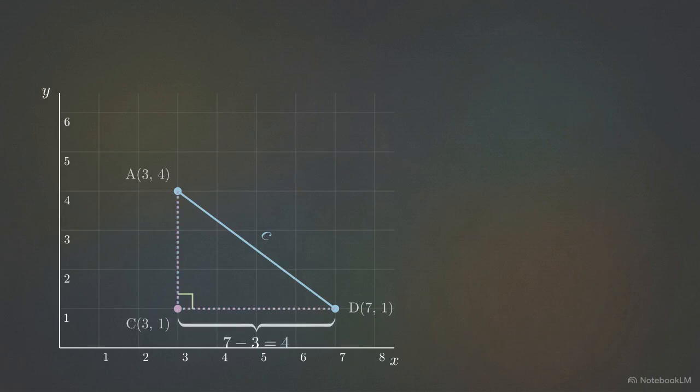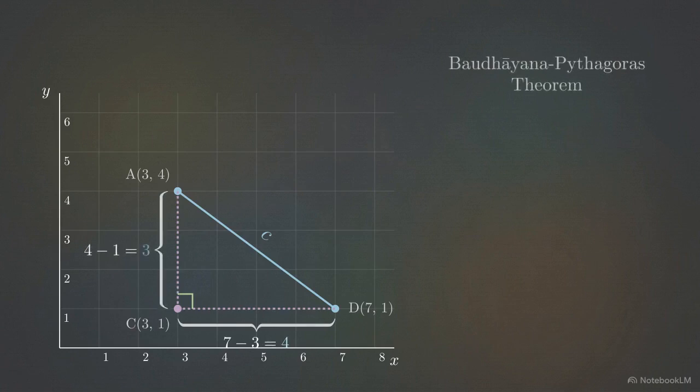The horizontal base is just the difference in the x-coordinates. 7 minus 3 equals 4. The vertical height is the difference in the y-coordinates. 4 minus 1 equals 3. With our two legs measured at 4 and 3, we apply the Pythagorean theorem. 4 squared plus 3 squared equals 16 plus 9, yielding 25. Take the square root, and our diagonal length is exactly 5.